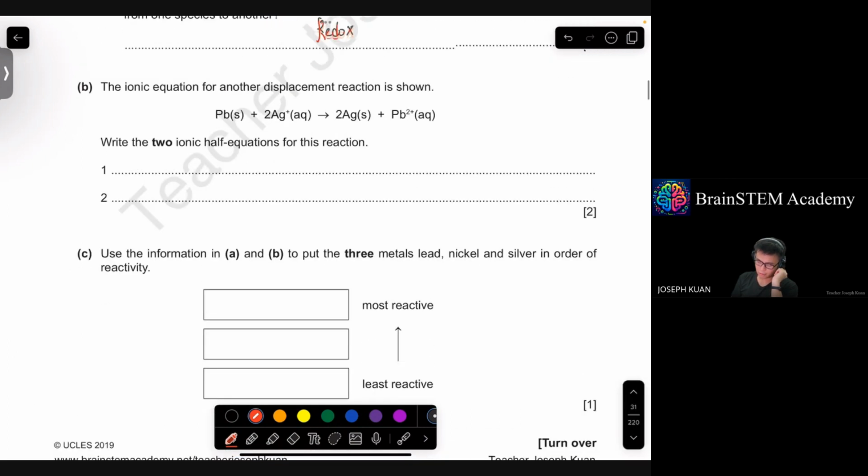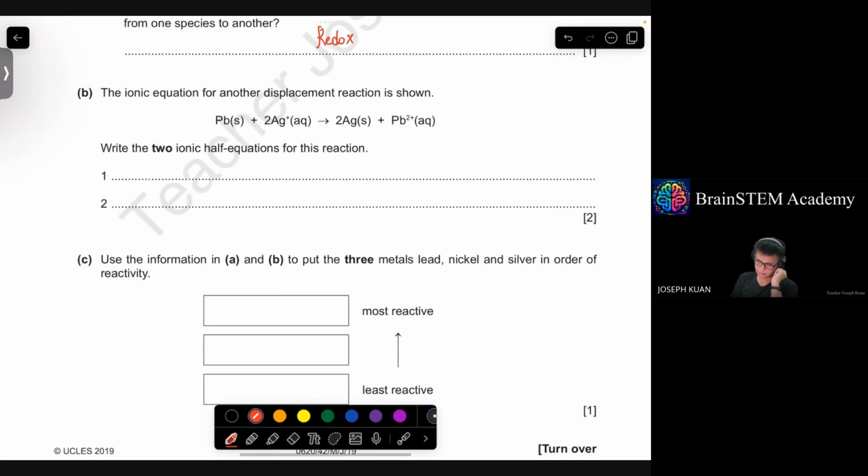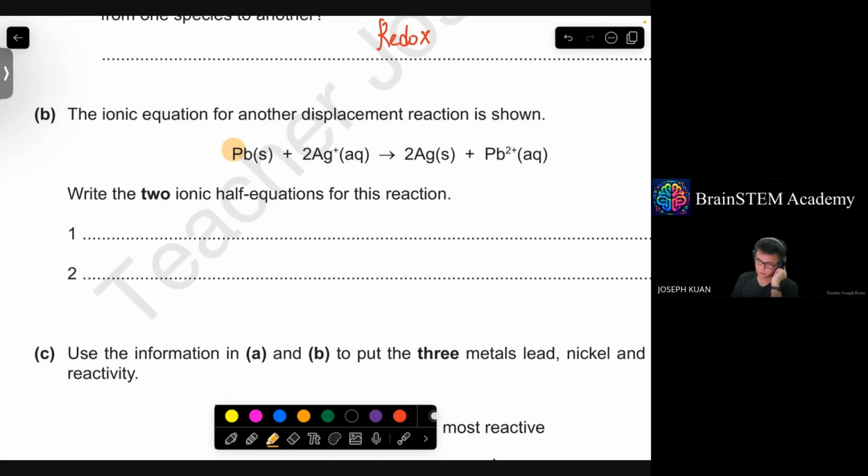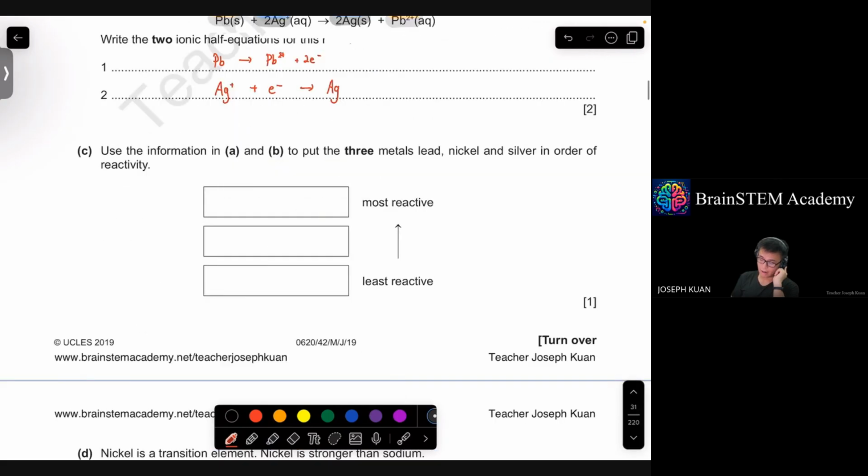For the next question, the ionic equation for another displacement reaction is shown. Write the two ionic half equations for this reaction. So we're observing neutral lead atoms changing into lead-2 ions. How can that happen? By lead giving out 2 electrons, right? And then the next change that is occurring here is that silver ions turn into silver. So how can that happen? A positive ion can become a neutral atom by getting neutralized by electrons. Right, so this is how you write the ionic half equation.